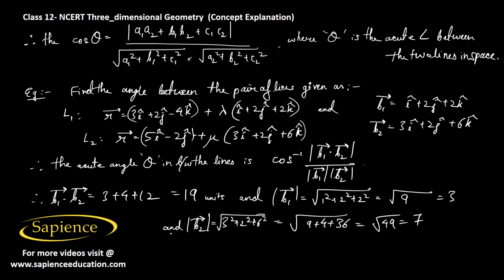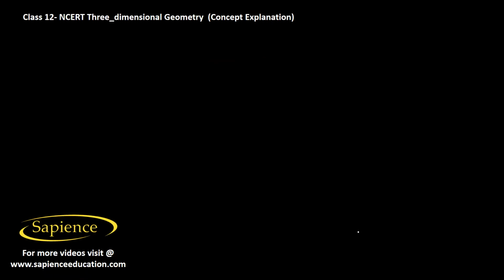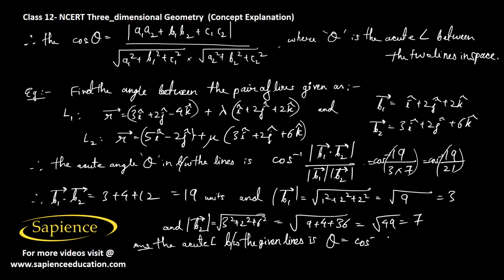So therefore, the required acute angle in between the lines will be given as 19 by 3 into 7, that will be equal to 19 by 21. We have to take the cos inverse of that, so it is cos inverse of 19 by 21. So the answer is: the required acute angle between the given lines is theta equal to cos inverse of 19 by 21. So this is the answer.